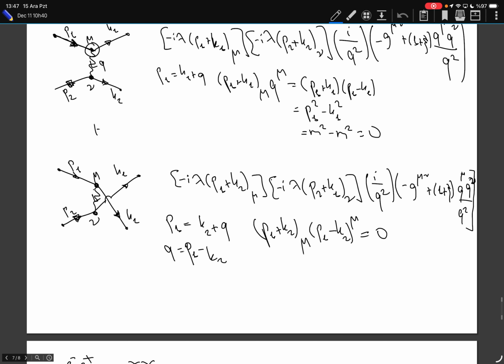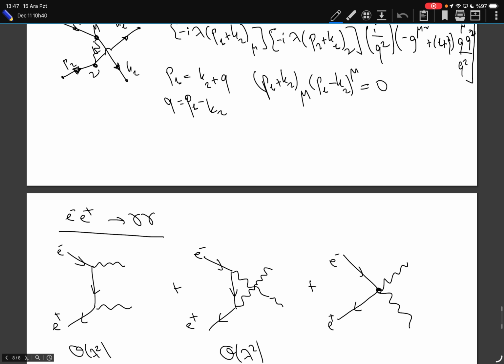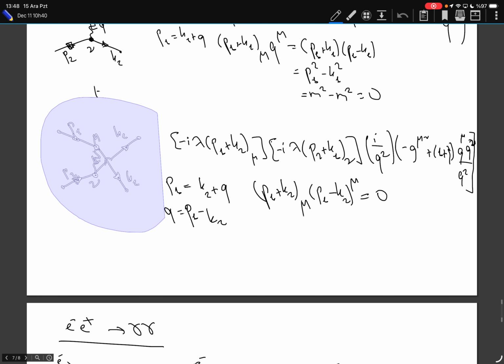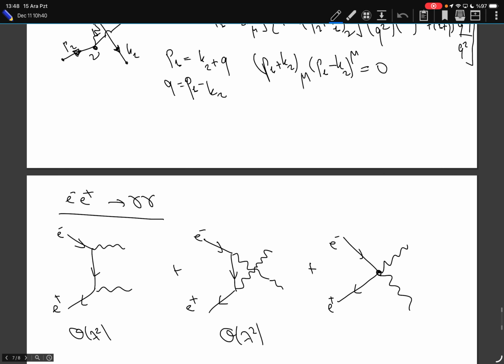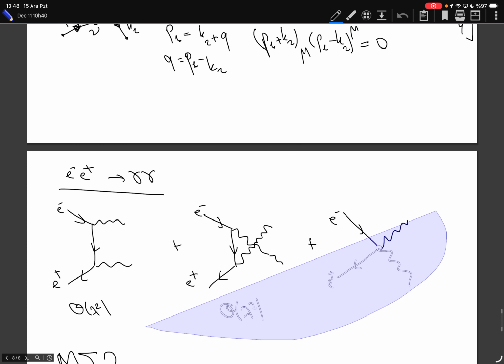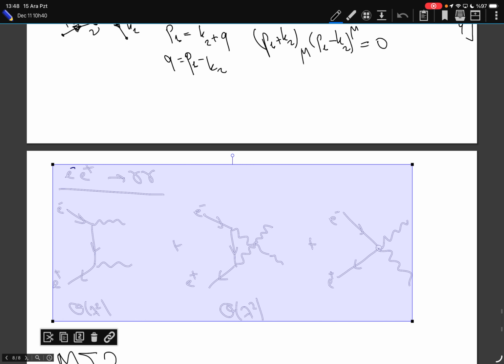It's not always so trivial. Today we will continue with this discussion of the scattering of electrons in scalar QED. We will also look at electron-positron annihilating into two photons, where the Ward identity will not be so trivially obtained. Still, we will have the Ward identity. It will be satisfied, but the reason why it is satisfied won't be so trivial.